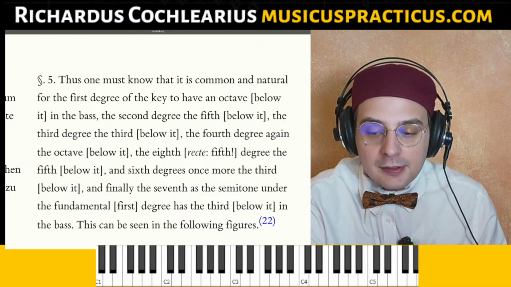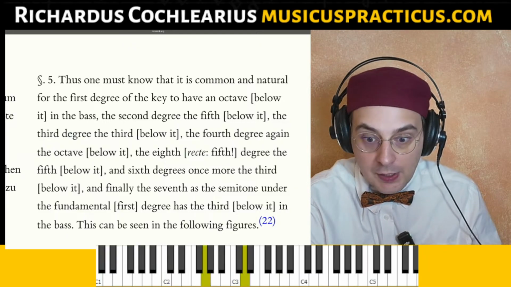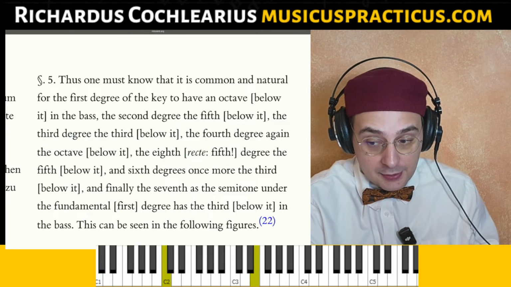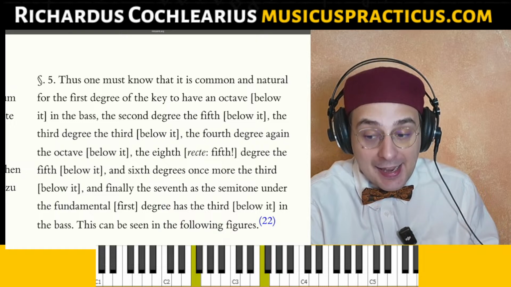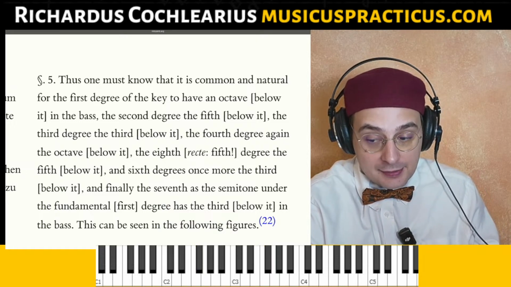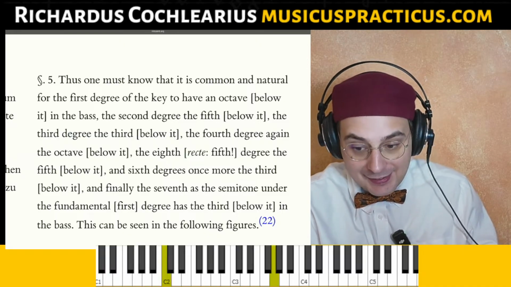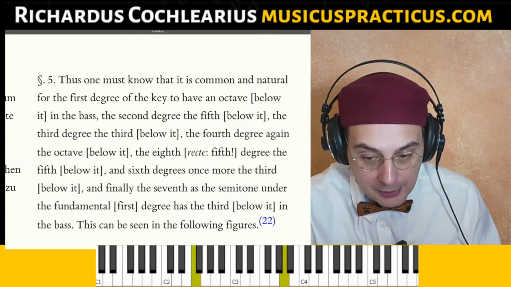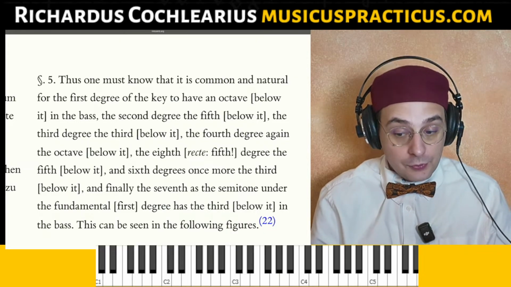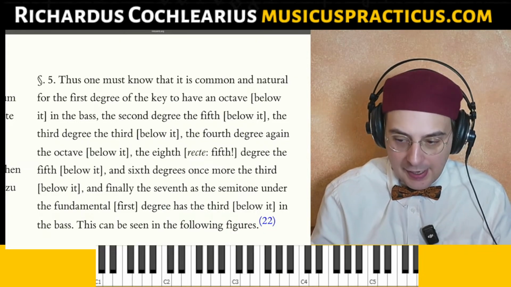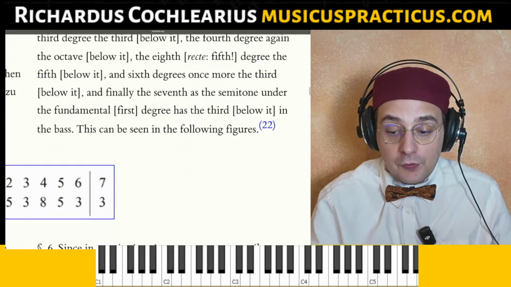Below it, in the bass, the second degree has the fifth below it. The third degree, the third below it. The fourth degree, again the octave below it. The fifth degree, the fifth below it. And the sixth degree, once more the third below it. And finally the seventh has the semitone under the fundamental, the first degree, which has the third below it in the bass. This can be seen in the following figures.